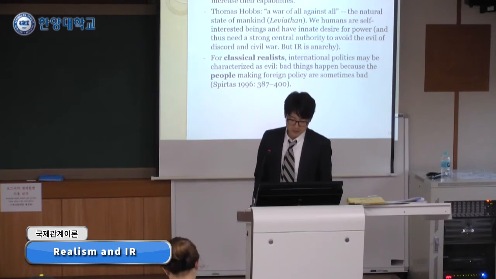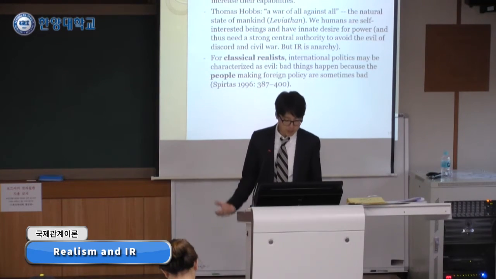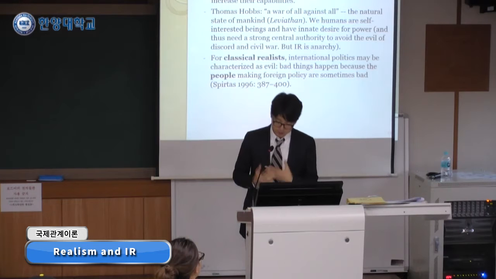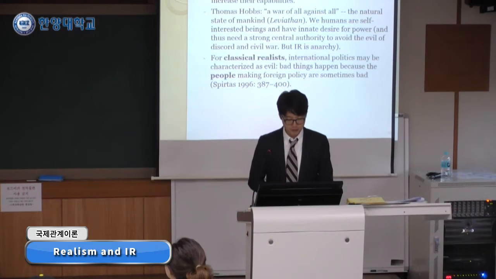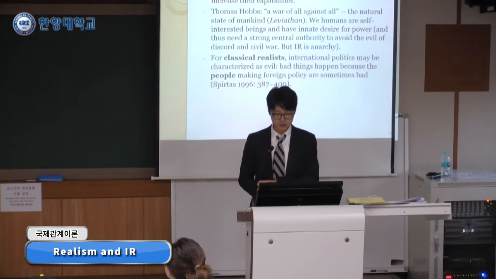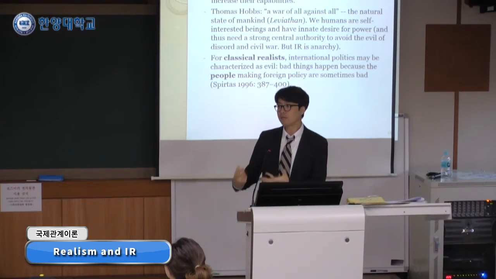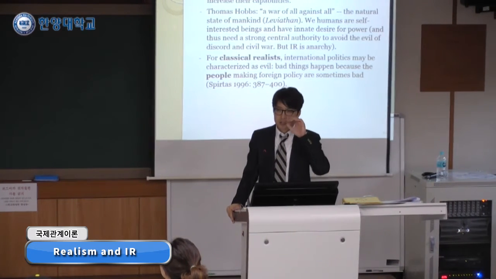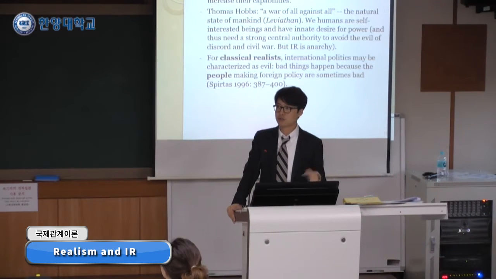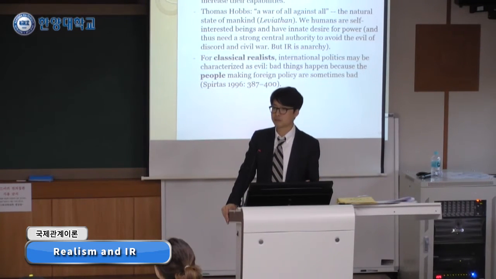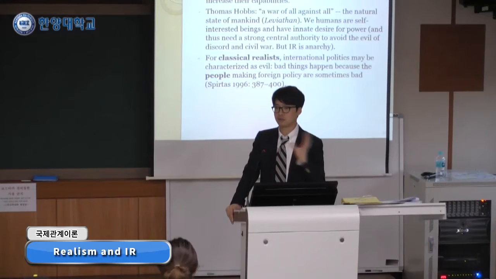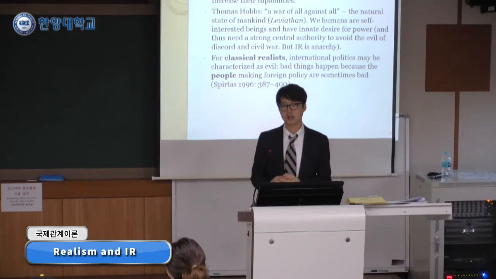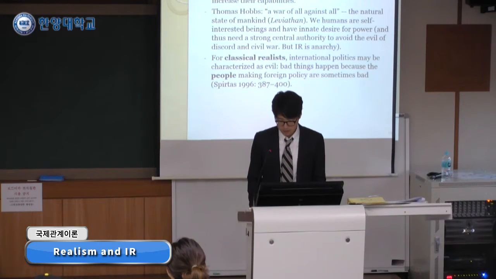So for classical realists, international politics may be described or characterized as evil. Bad things happen in international politics or foreign policy because the people making foreign policy are sometimes bad and evil and selfish. So here you can see they do not turn their attention to the international system or state-to-state relationships. Rather, they pay their attention to human beings, and the nature underlying humanity.